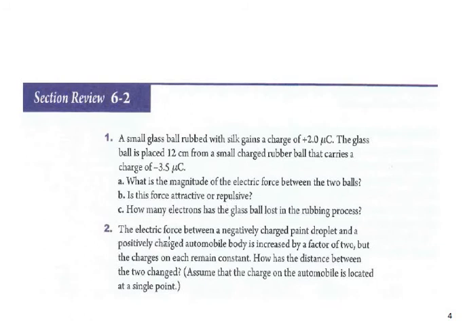Second question: the electric force between the negatively charged paint droplet and the positively charged automobile body is increased by a factor of 2, but the charges on each remain constant. How has the distance between the two charges changed? So it asks about the relation between force and distance, so you have to be careful. It says assume that the charge on the automobile is located at a single point. So you will think about it and answer it according to the relation between distance and force. We answered this before in the notes if you can check.